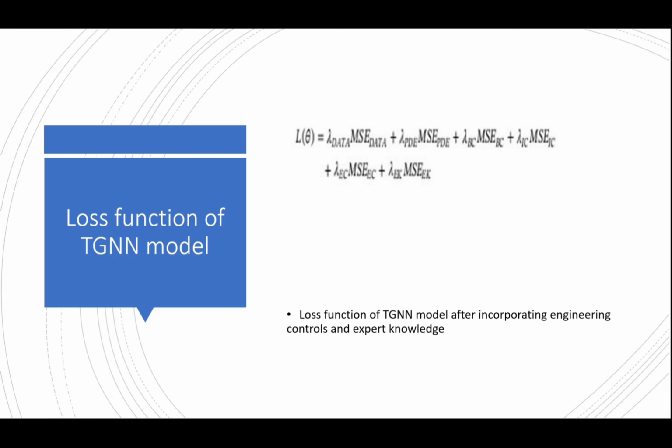Finally, combining all the mean square errors, the loss function is generated. The coefficients of the mean square errors here represent the weights of the mean square errors, and these weights are initially considered the same, and as the optimization progresses, they are adjusted to produce accurate estimates. During the optimization, the loss function is minimized by using some optimization algorithms.